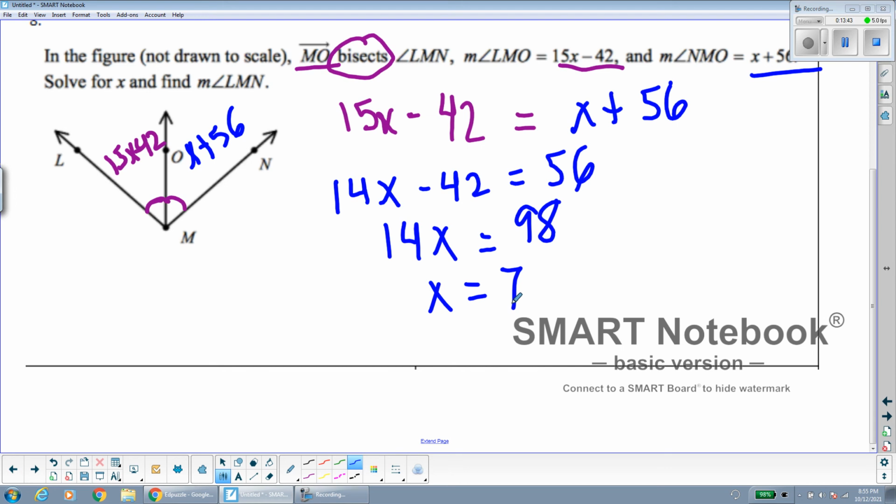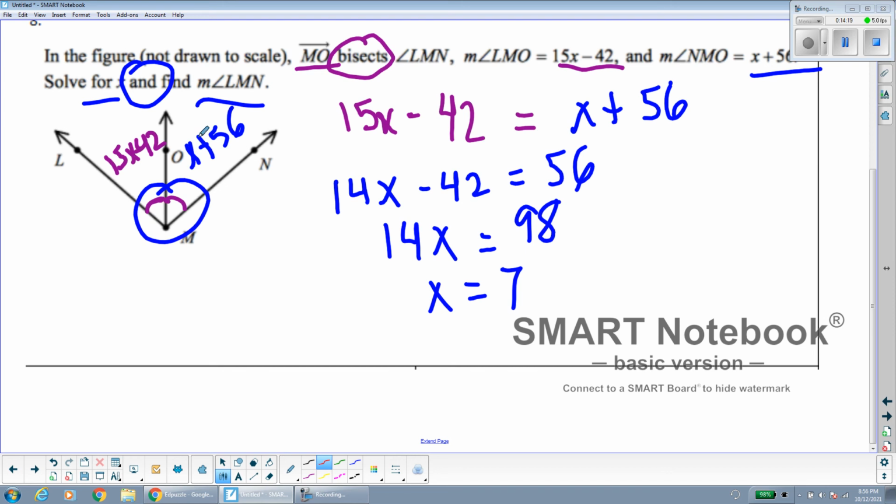So we can't stop there because the question says to both solve for x and to find the measurement of the whole angle, LMN, which is the entire angle here. So let's figure out what each half of the angle is, and then we can add it together to get the whole angle LMN. I'm going to plug into the right-hand part of the angle that's labeled x plus 56, because that's a little bit simpler to plug into. All we need to do is 56 plus our x value of 7, and I get 63.